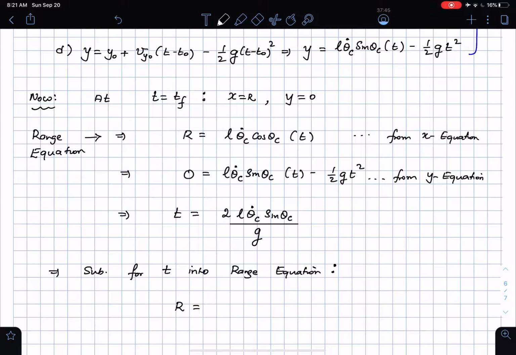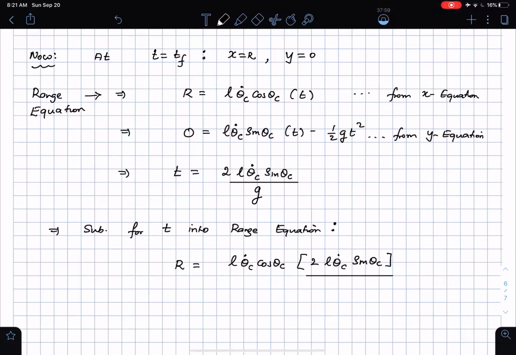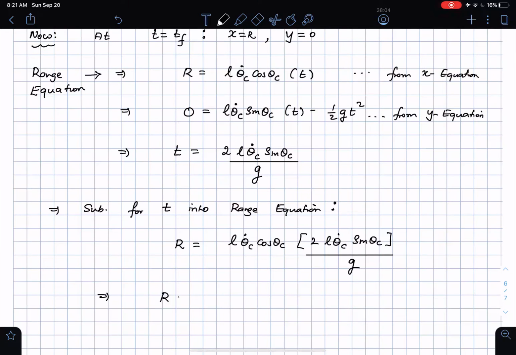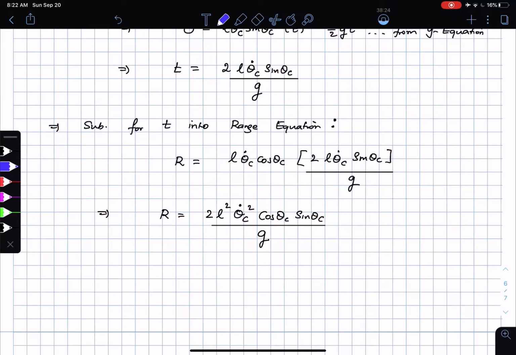So r is equal to L times theta dot C cosine theta C times time, which is 2 times L times theta dot C sine theta C divided by the acceleration due to gravity g. Or I can get the following: R is equal to 2L square theta dot C square cosine theta C sine theta C, all of this divided by g. All right, so far so good. I mean, we are on the right track.